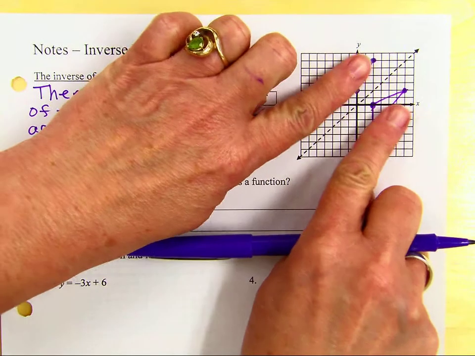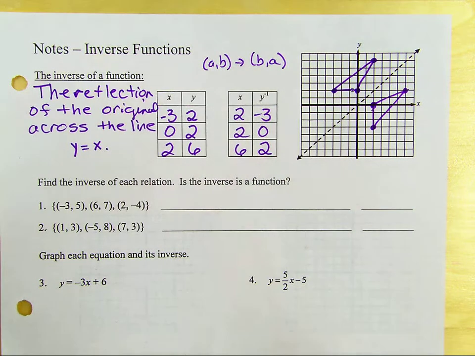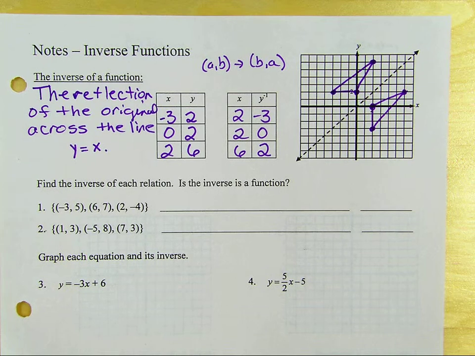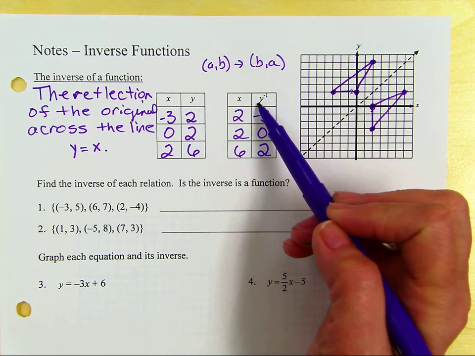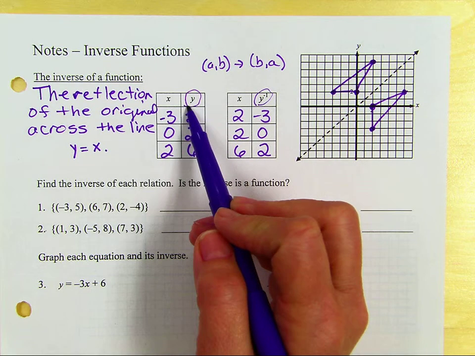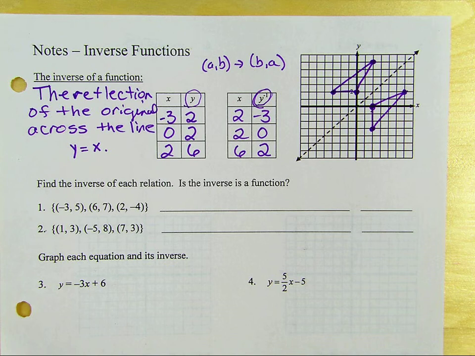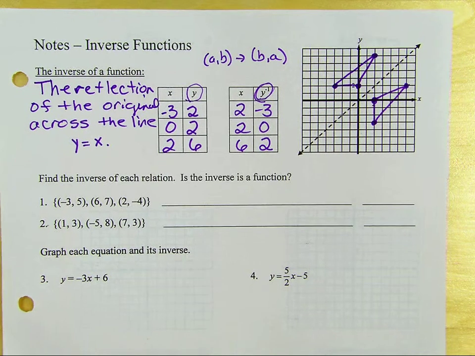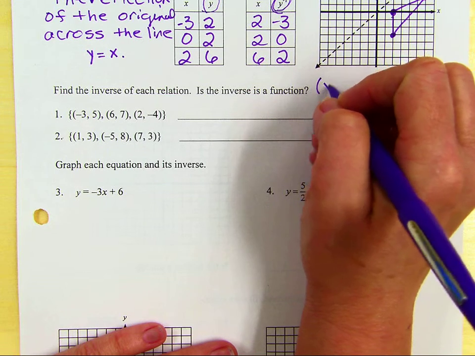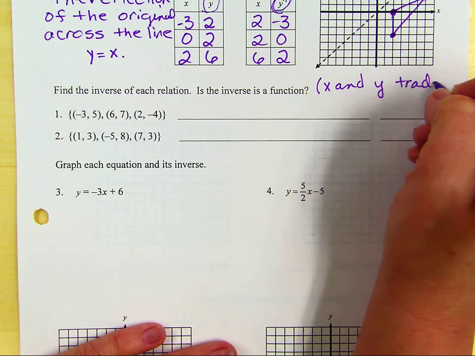that is a reflection across that line. If I folded on the line y equals x, those two triangles would rest right on top of each other. So we put this little inverse there as a way of saying this is my original function, this is my inverse function. Whenever we're doing inverse functions, all we need to do is take the x and the y and they trade places.